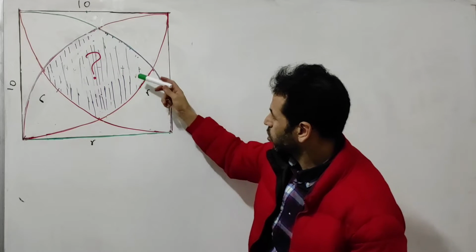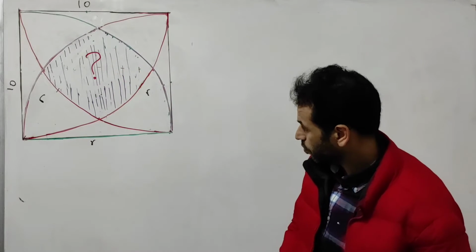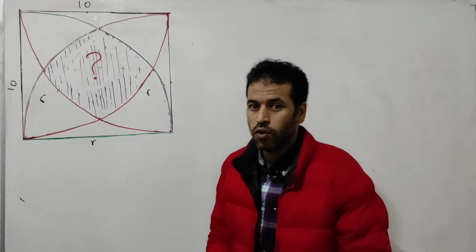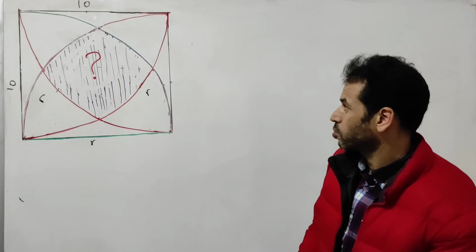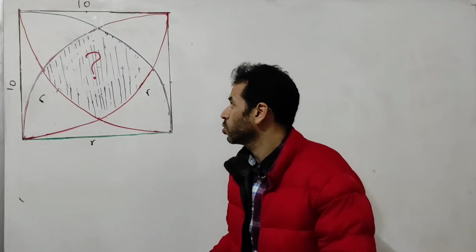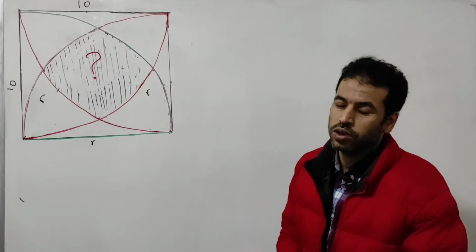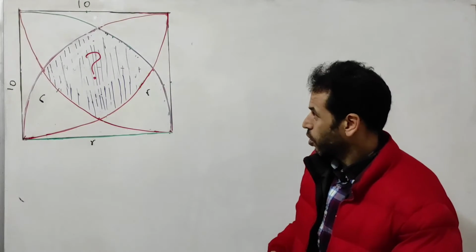Our goal is to calculate the shaded area, okay? So there is a bunch of ways you can solve this one. You can use trigonometry, you can use calculus, you can use geometry as well, okay? I'm going to use geometry as a method in order to solve this problem, okay?